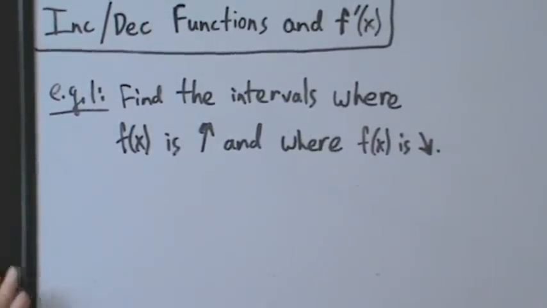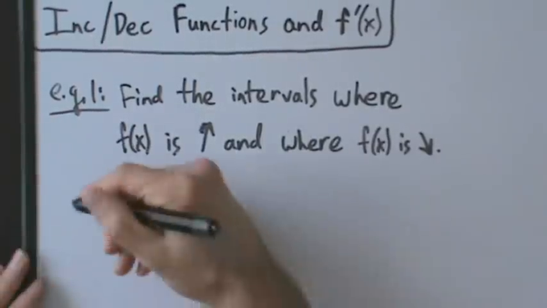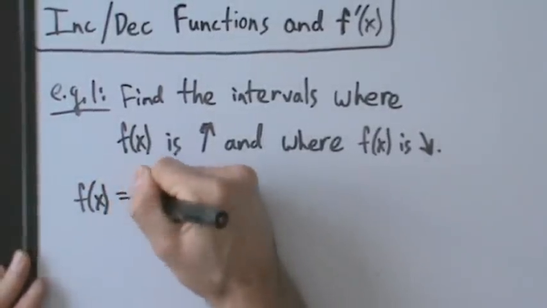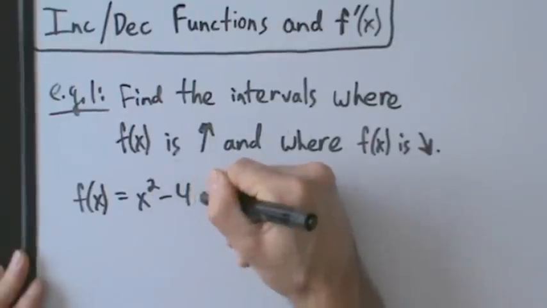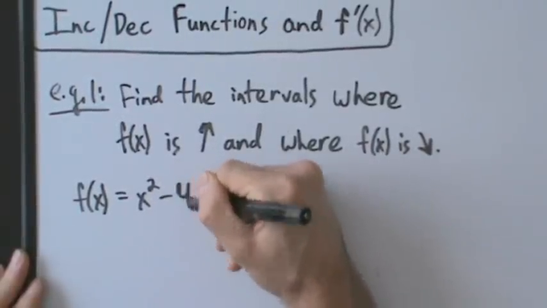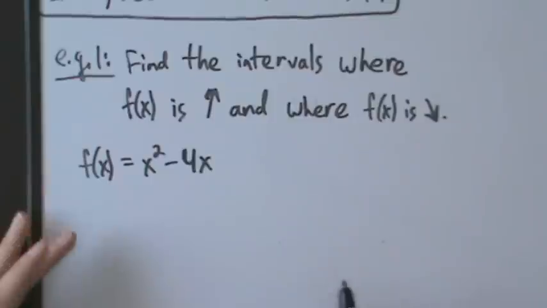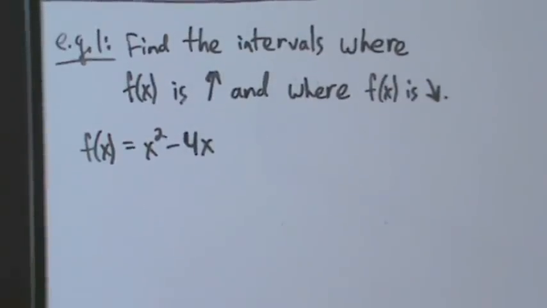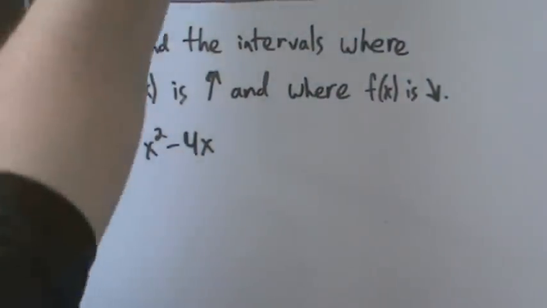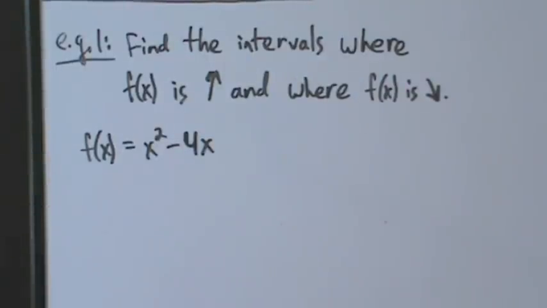So let's say our function that we're given is f of x equals x squared minus 4x. So not a very complicated function, right? We probably already know what that looks like, but it's best to start off with simple examples that we already know much about so that we can see just how this stuff kind of works. So, all right, we want to find the intervals where f of x is increasing and where it's decreasing.